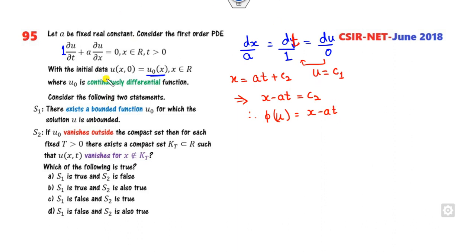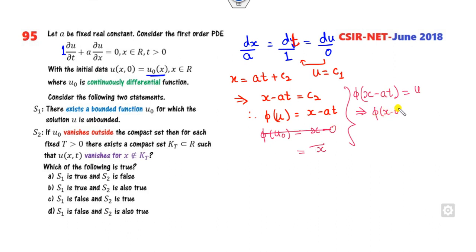phi of u is constant as here. Fine. Now you can apply the initial condition. So phi of u0 is x is my here and this is my 0, so that is x. Or I can simplify that, I can write in this manner, that could be easy. Phi of this is my u0 of x. Fine. So now this is my u of x. I can apply this initial condition here.